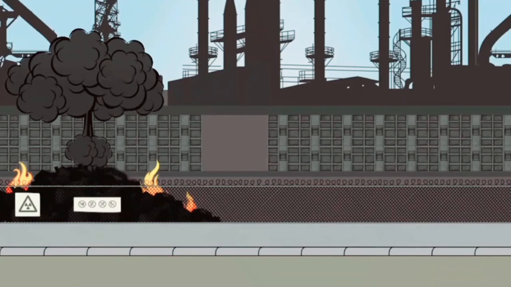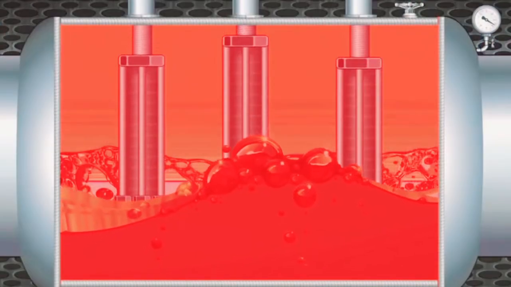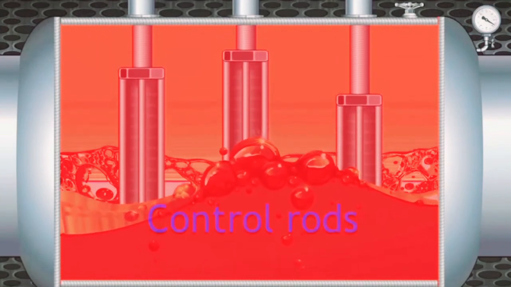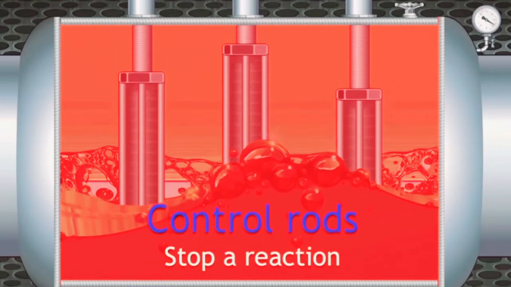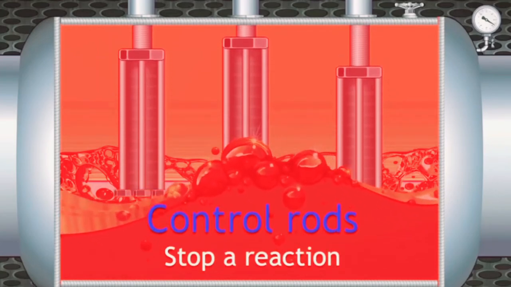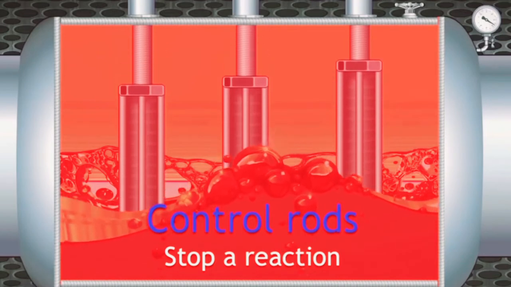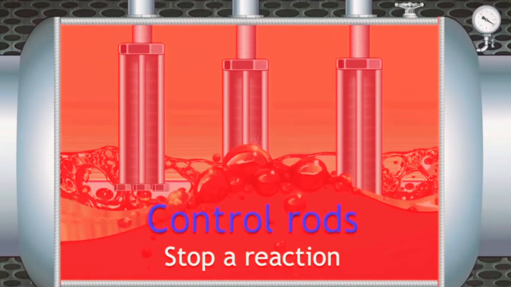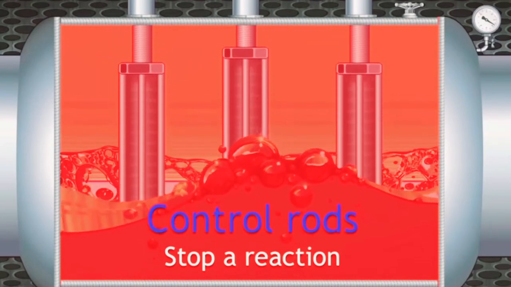To control the rate of reaction, we need a substance which can absorb the neutrons, stopping them from splitting up other atoms in a nuclear reactor. This is done by control rods. When lowered, these control rods stop the reaction if necessary. They are built and positioned in a way that ensures they drop into the fuel in case of any emergency such as a power cut.